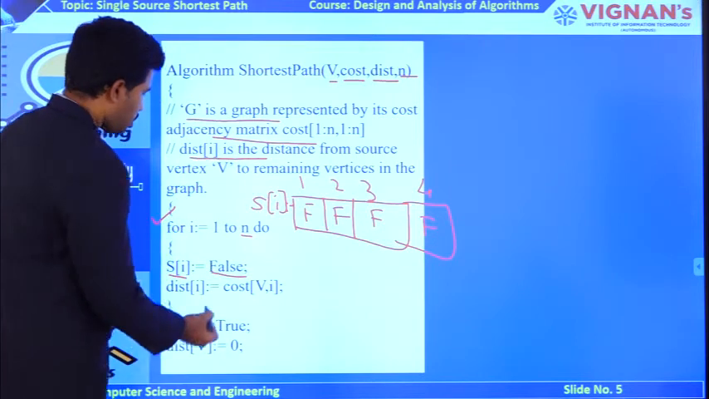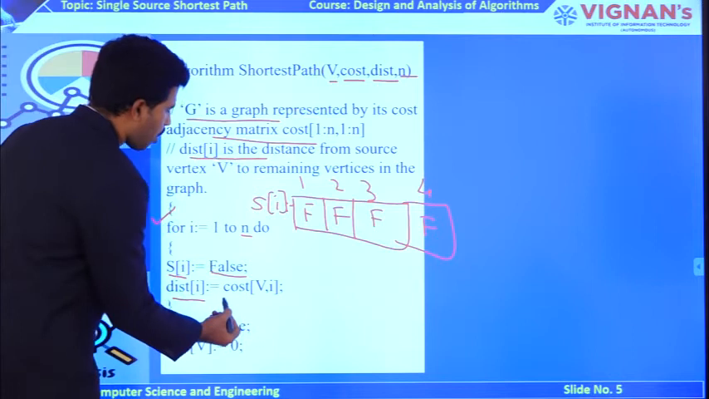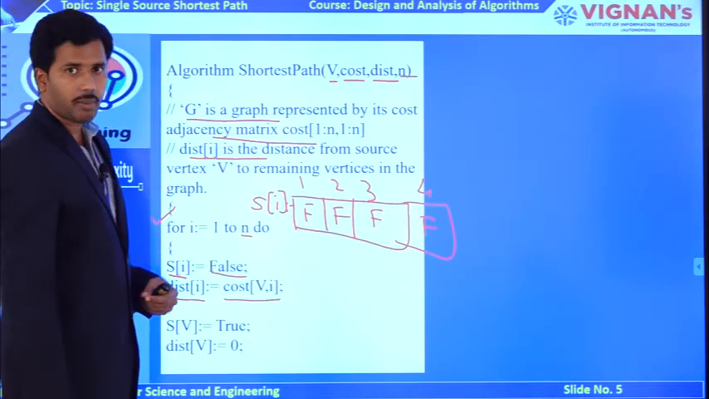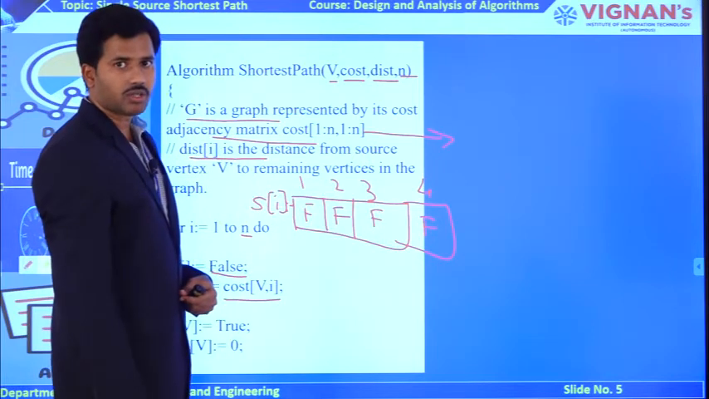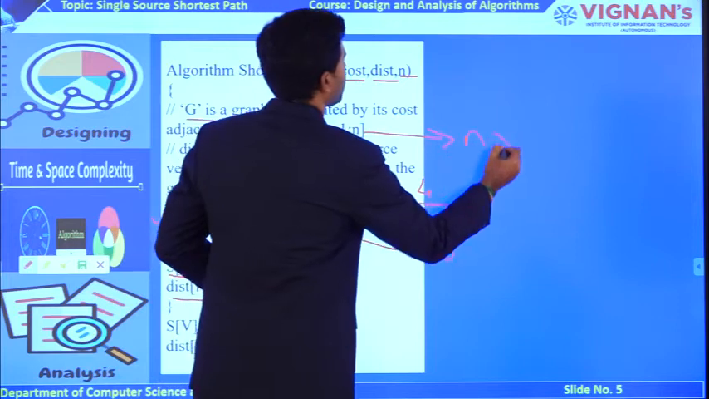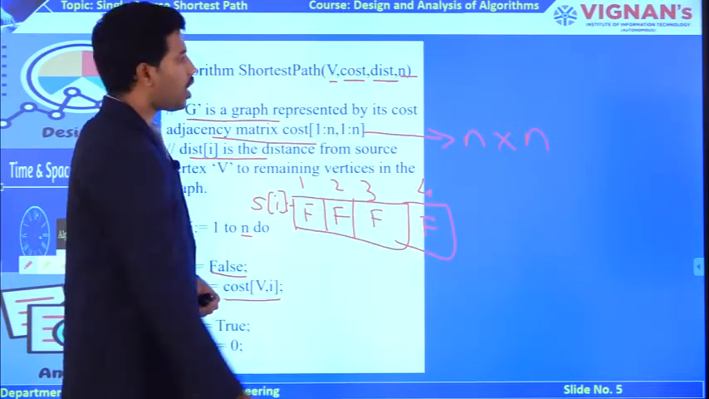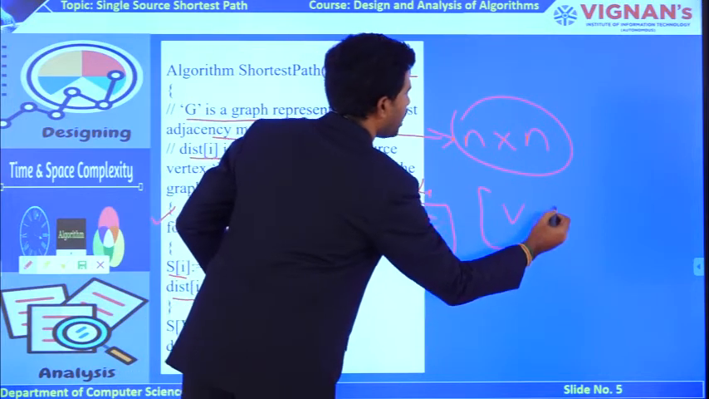Okay. Now initially I am storing my distance vector with the help of cost of V comma I. What is the dimension of the adjacency matrix cost of 1:n as well as 1:n? The dimension of the adjacency matrix is n by n. So out of n by n elements, I am taking V comma I only.